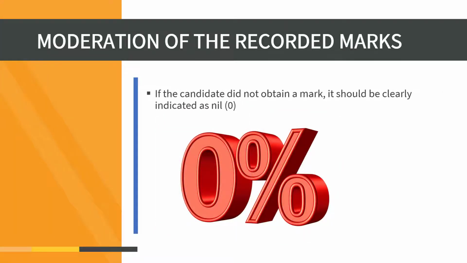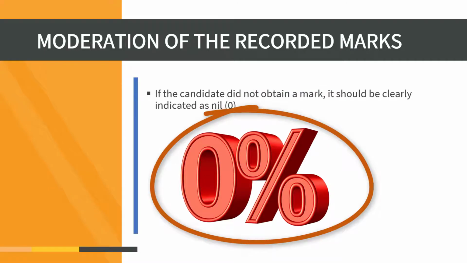Please make sure that there is no blank space next to a candidate's name. Where a candidate did not do an assessment at all or obtained no marks, a 0 must be recorded on the record sheet.